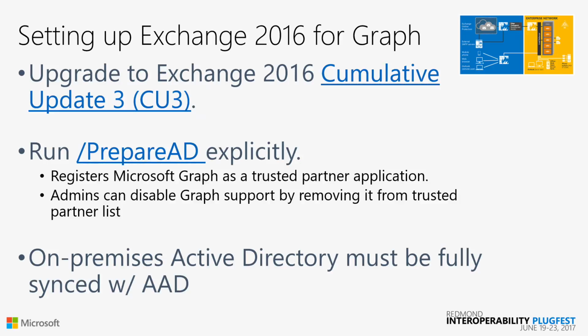The benefit of this is that it's in the control of the on-prem IT admin, since we add Graph as a trusted partner application. If the IT admin feels that, hey, I do not want any requests coming from Graph to go to these on-prem users, he can remove Graph as one of the trusted partner applications, and Graph would then stop working for these on-prem users.